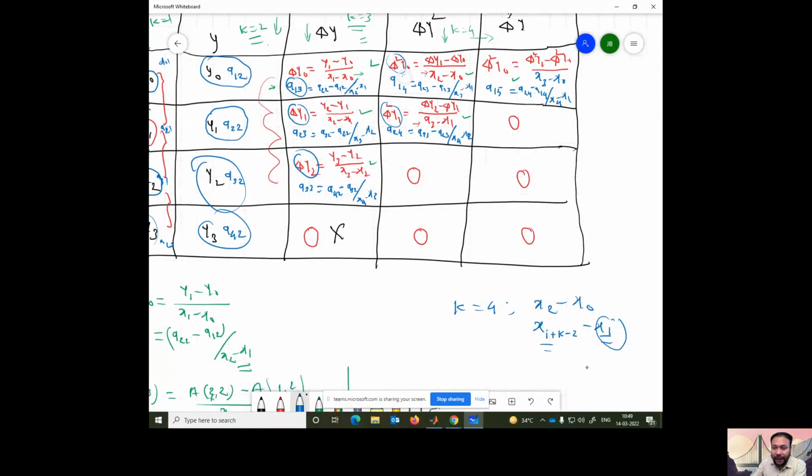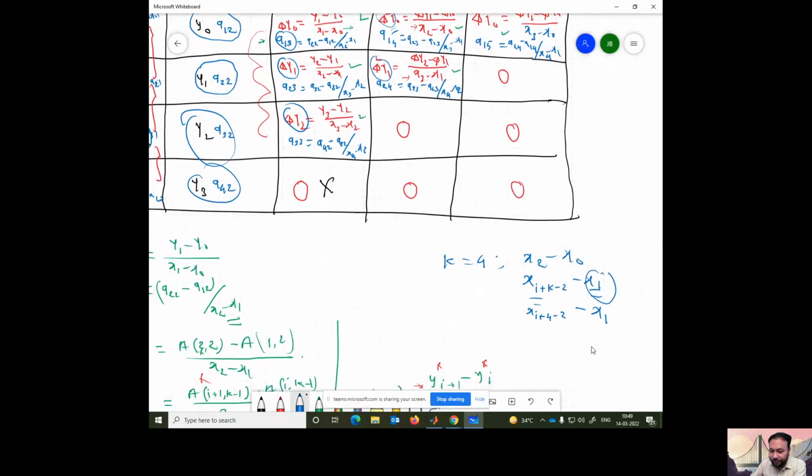For this particular case, the number of rows is 1, which means i is equal to 1, plus the number of columns, here k is equal to 4, right? 1, 2, 3, 4, minus 2. x_i starts from 1. Now cross check here. Is it working or not?